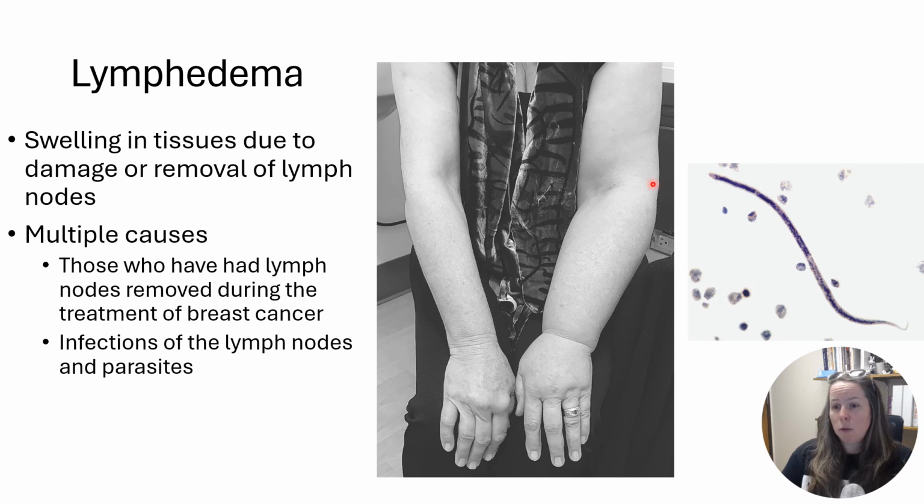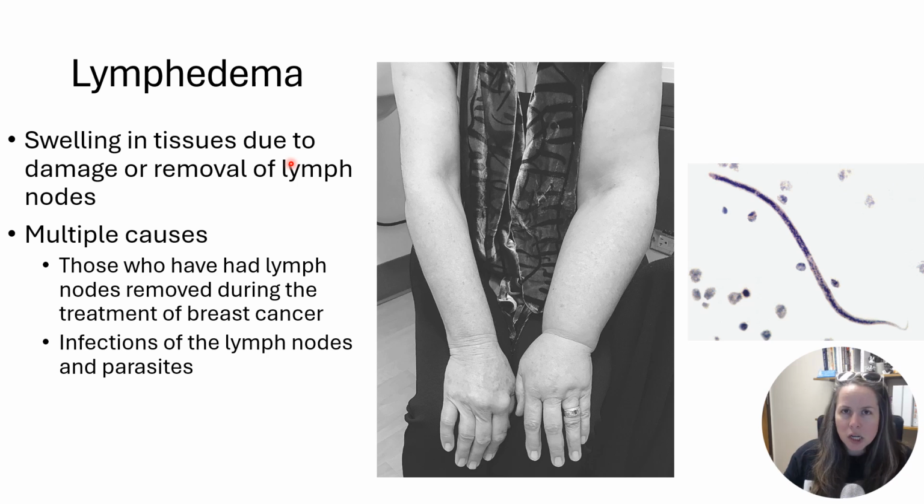Lymphedema produces a similar result in that you do have swelling, except it's typically not bilateral, so we don't see it on both sides, and its cause is not because of a heart issue, but because of damage to lymph nodes. Now, how does this happen? There's lots of different ways.